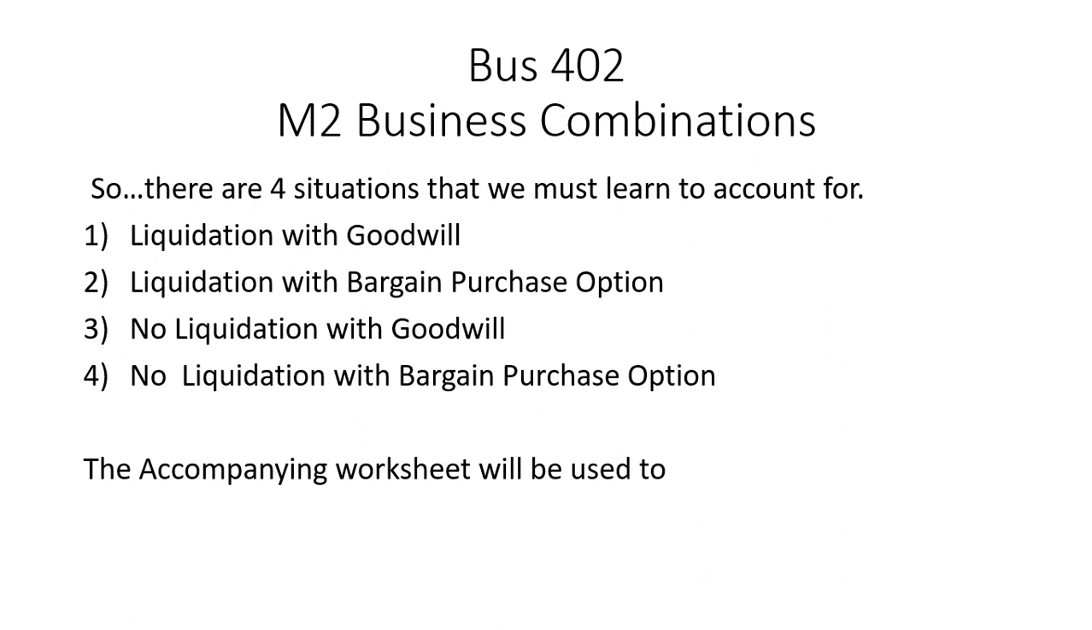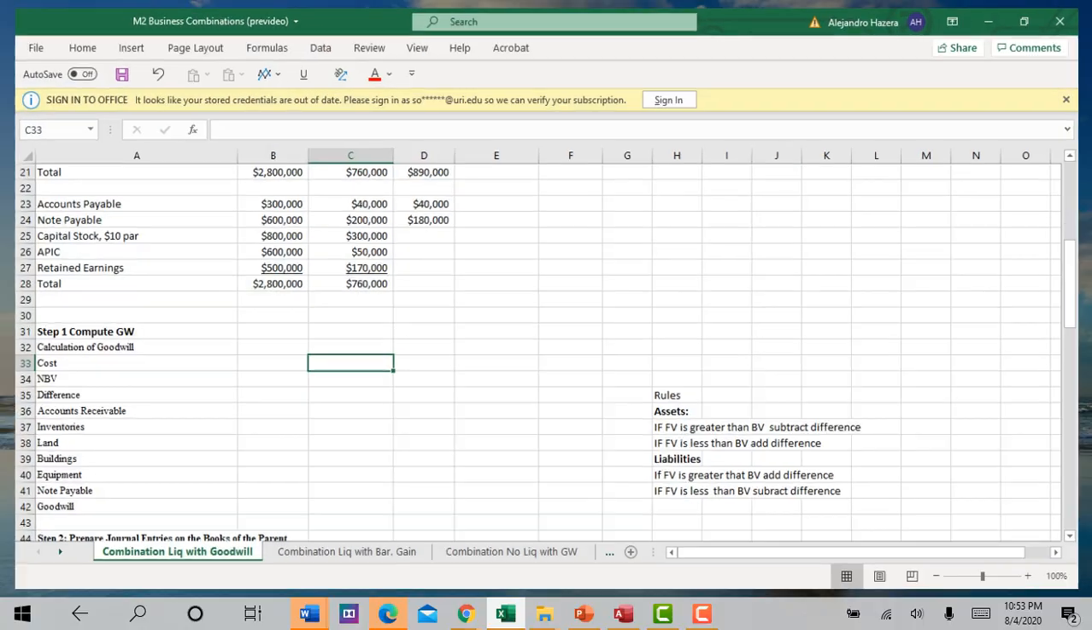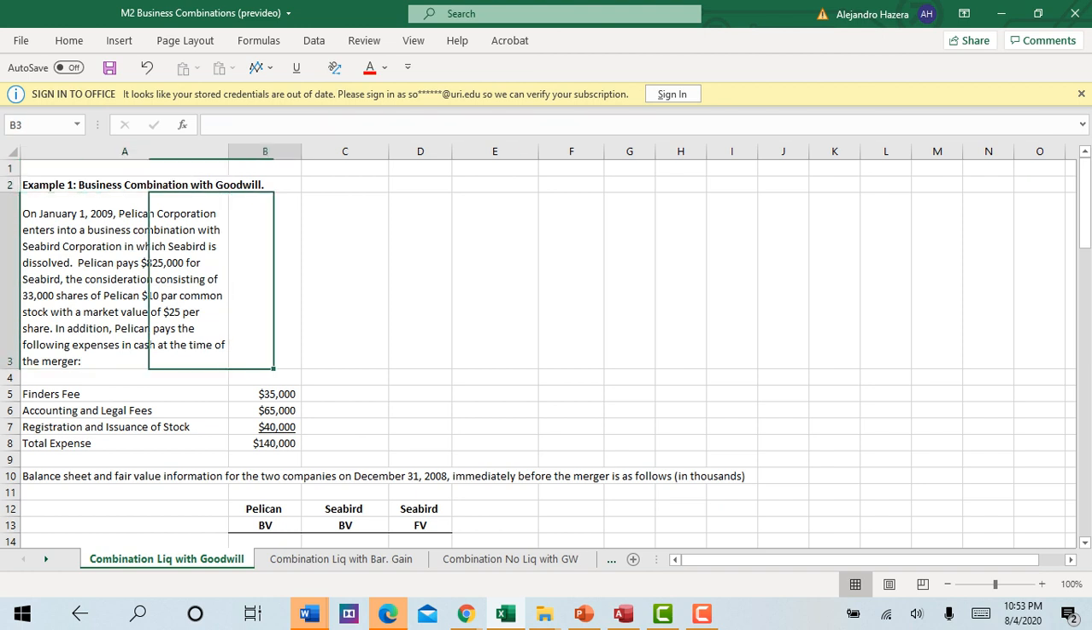This first one is really the base for all this. If you understand this first one, in a sense, you'll understand the other three. But we got to get into this right away before my computer runs out of space here. Okay, so let's go to the spreadsheet. We have four situations. Okay, this is going to be a business combination, and this is going to be a liquidation with goodwill.